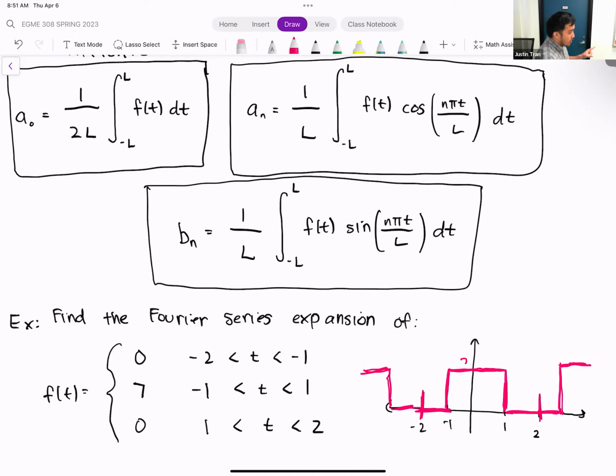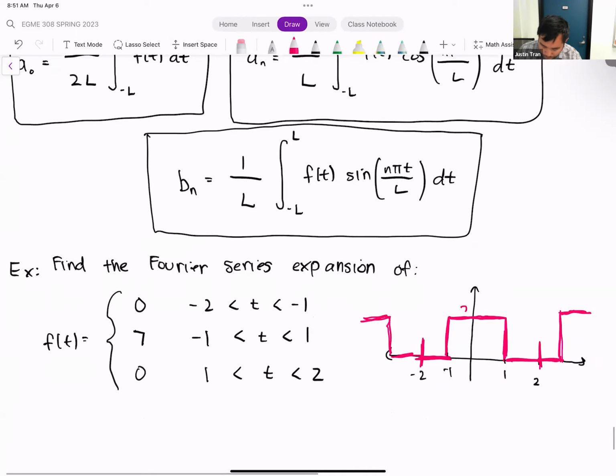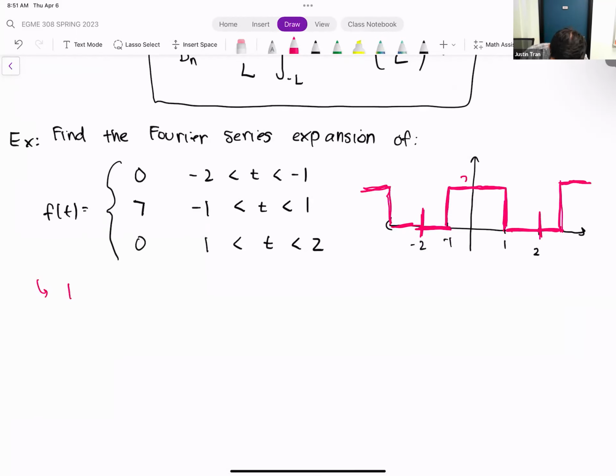All right. So the first thing I want to identify here, and the first thing that you should do in these problems, is identify the period. Okay. So how long it takes for this function to repeat. Okay. So based on this function representation, we can see that our function here starts at t equal to -2. Okay. And then it ends at t equal to 2. And so if we measure the amount of time between -2 and 2, that is 4 seconds. So our period here is 4 seconds.